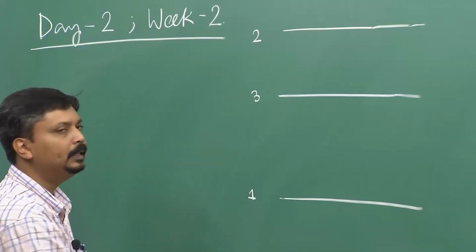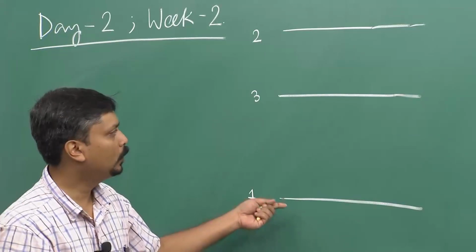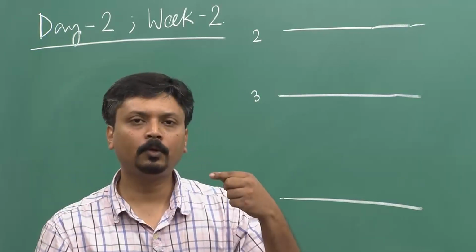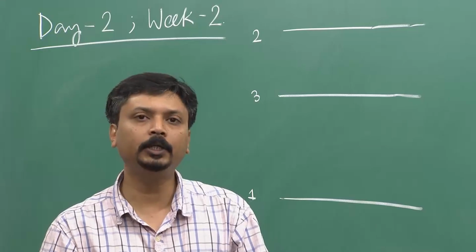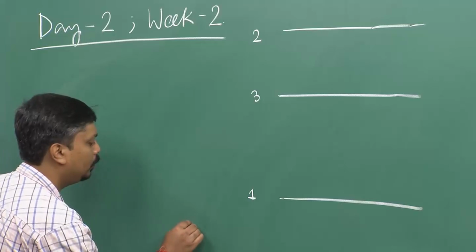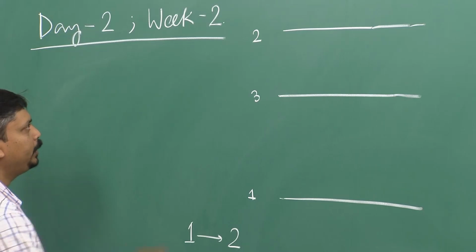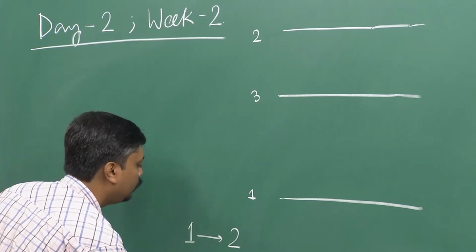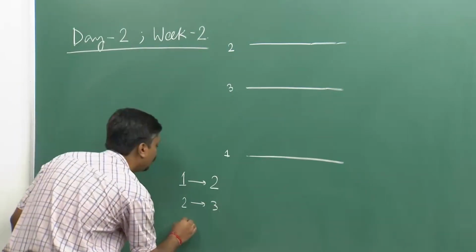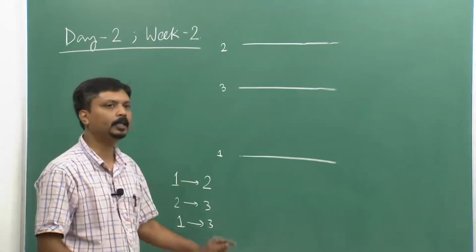Now, what happens in a three-level system? First, we have to think about what the transition probabilities are here. I have a total of 3 states, so there are a total of 3 pairs of states between which transition can take place. I can have a transition from 1 to 2, between 2 and 3, and between 1 and 3. So, these 3 types of transitions are possible.